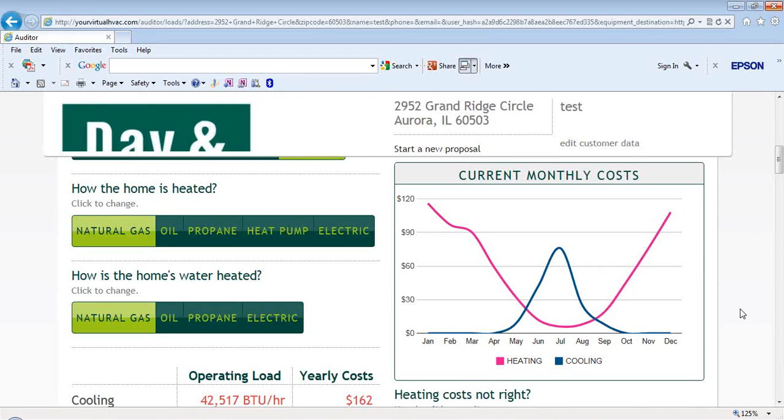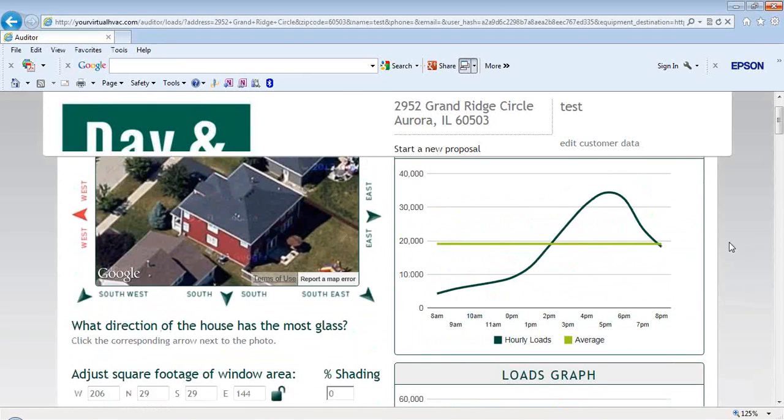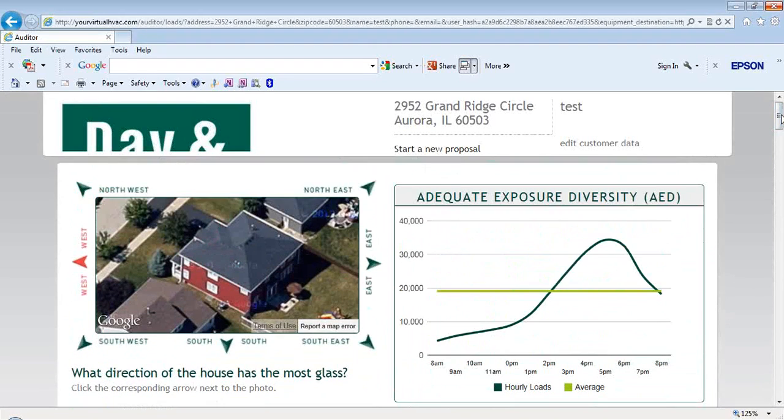Okay. Does anybody have any questions they want to type in and ask? Either the load calculation tool or this energy auditor tool, which is pretty much the same kind of thing.